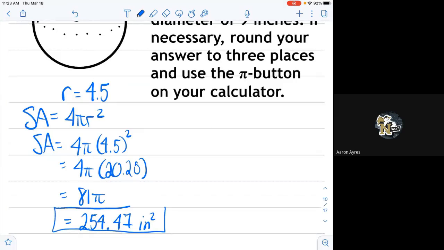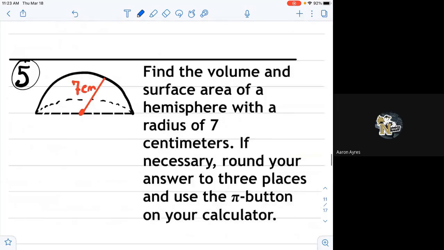Questions on volume and surface area of spheres? Same thing as Tuesday, just 2 different formulas. That's it. One more thing to show you guys real quickly, and then we're done. Hemispheres.